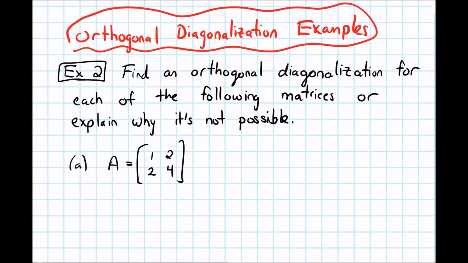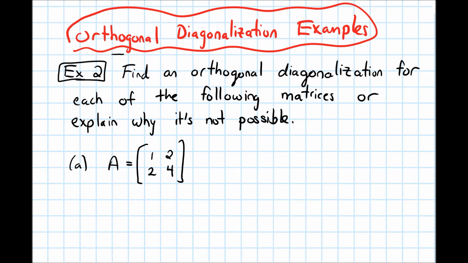In this video, we're going to be doing some examples where we orthogonally diagonalize matrices. So here is the example. We want to find an orthogonal diagonalization for each of the following matrices, or explain why it's not possible. So in part A, we have this matrix, 1, 2, 2, 4.